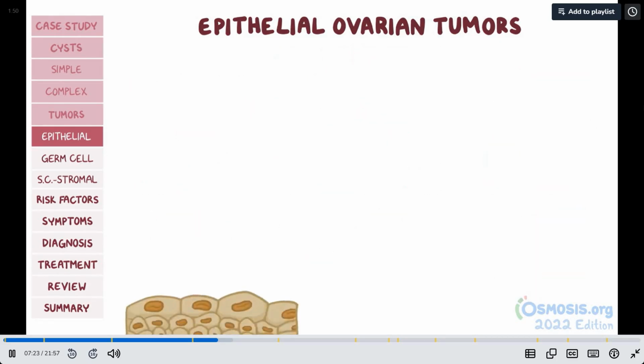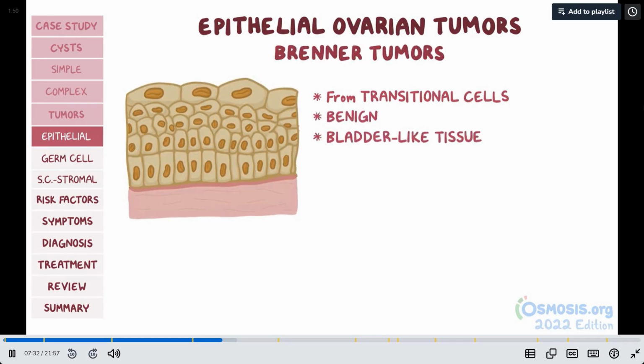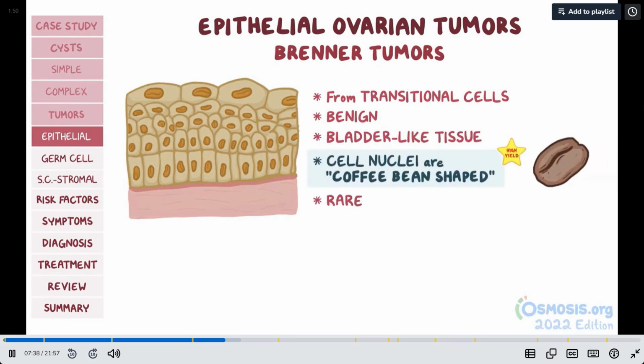The last type of epithelial tumors come from transitional cells, and these are better known as Brenner tumors. They are benign and made up of bladder-like tissue, which gives them a pale yellow tan color. A high-yield fact here is that under the microscope, the cell nuclei are coffee bean-shaped. In rare cases, they can transform into squamous cell carcinoma.